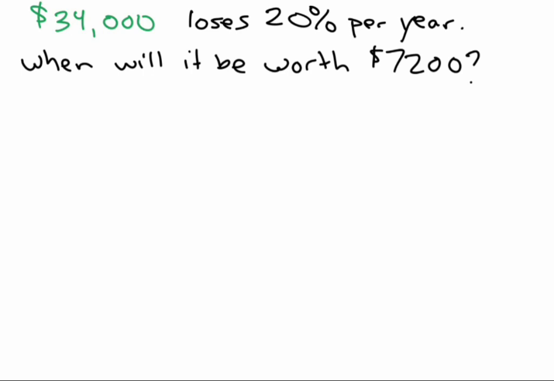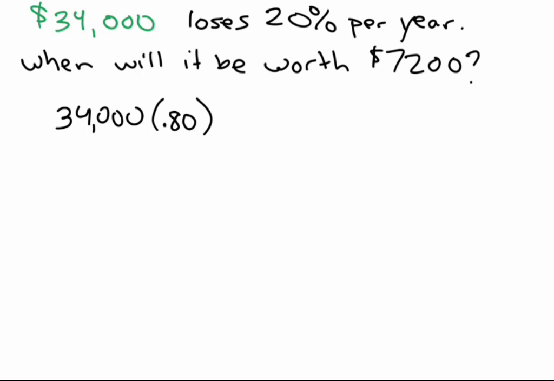So this one says a car is purchased for $34,000. Each year it loses 20% of its value. After how many years will it be worth $7,200 or less? Okay, so picture when we've set these up previously, there's always a starting value, which in this case is 34,000. And then if something's losing 20% per year, it means it's retaining or keeping 80% of its value. So it's quicker, right, just to multiply by 0.8.